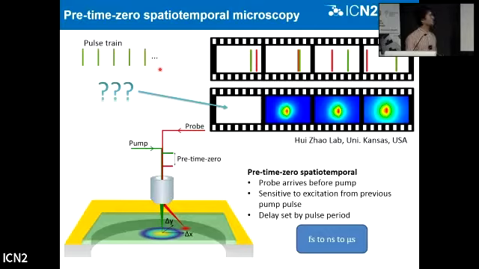With this, we're able to extend the technique to study processes occurring on the femtosecond to nanosecond scale with conventional, up to the microsecond scale with this pre-time zero spatial temporal technique. We propose to use this to study long-lived excitations, such as thermal transport in suspended films.